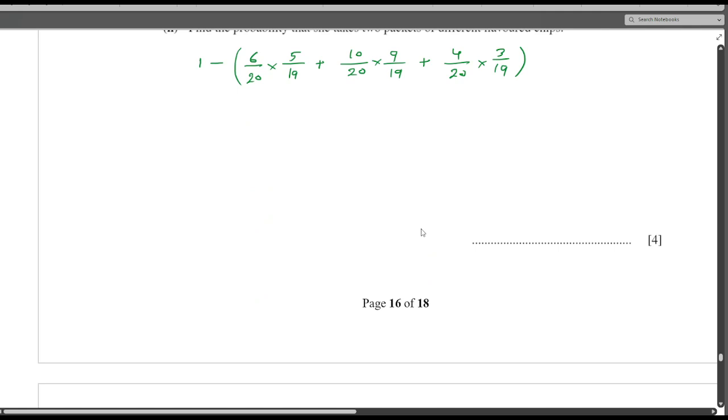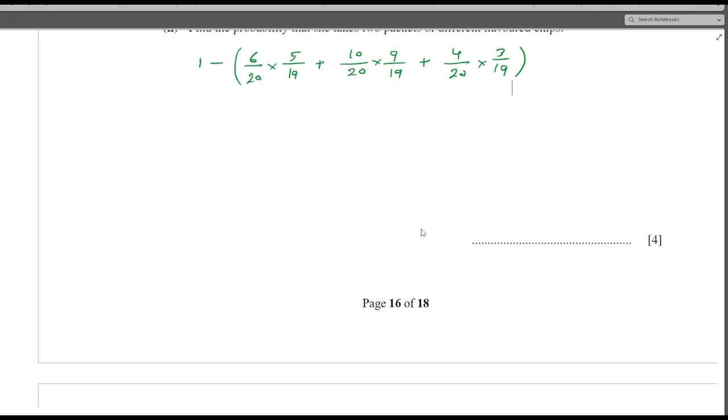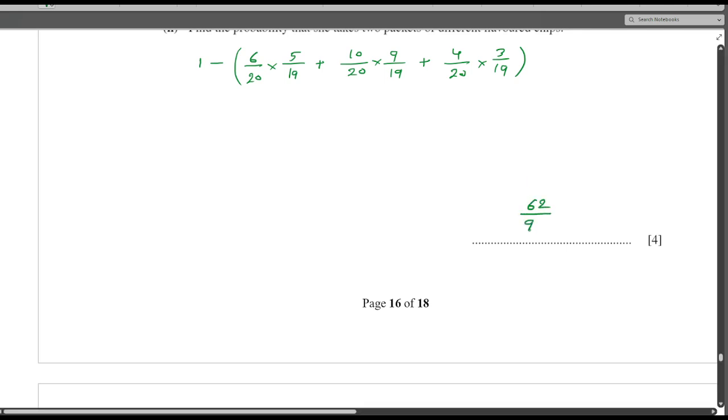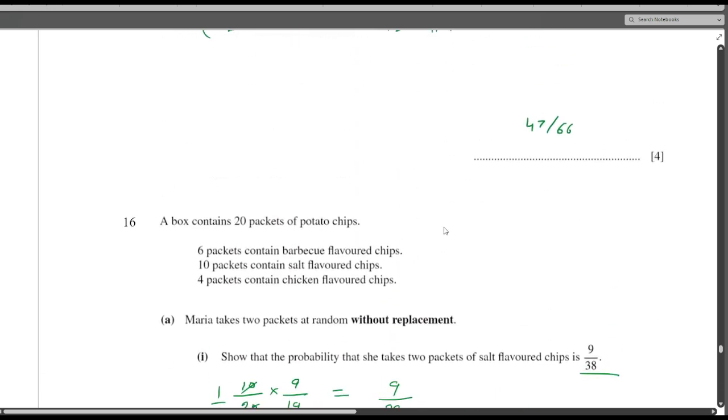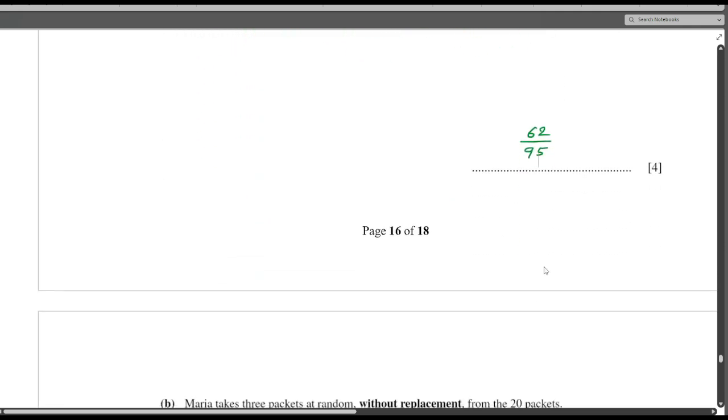So here my result is 1 minus 6 divided by 20 times 5 divided by 19, minus 10 divided by 20 times 9 divided by 19, minus 4 divided by 20 times 3 divided by 19. The result I got is 62 divided by 95. 62 divided by 95 is your result. So this is question number 16, second part.